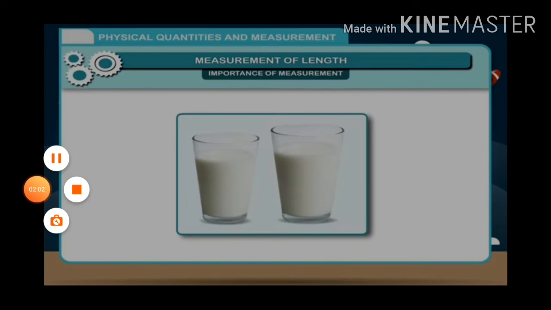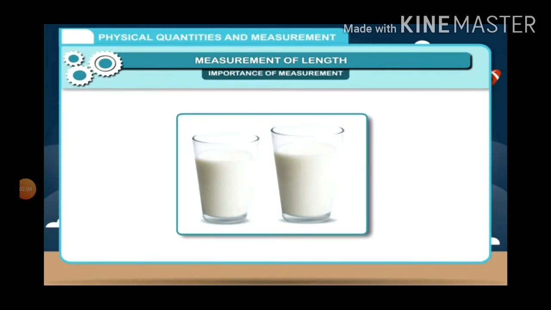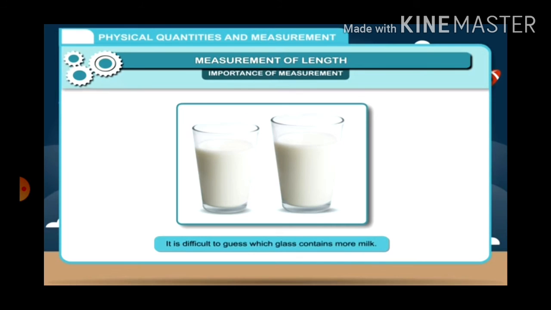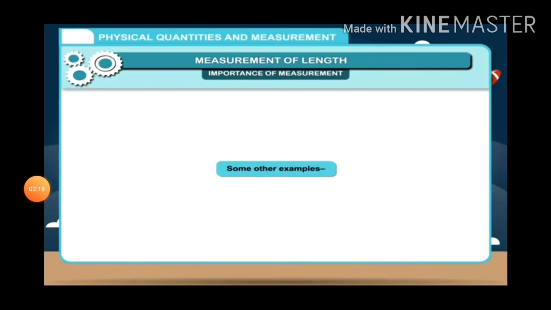Example 2. Two glasses containing milk are given below. In the above figure, two glasses contain milk. It is difficult to guess which glass contains more milk. We can only tell it with the help of measurement. Some other examples.